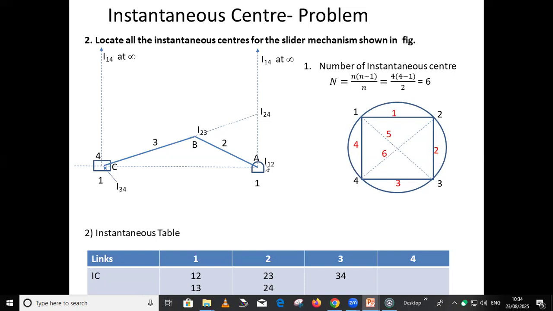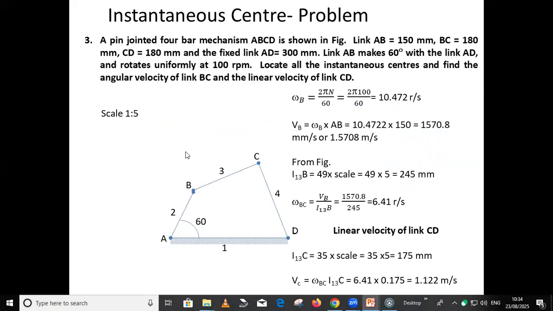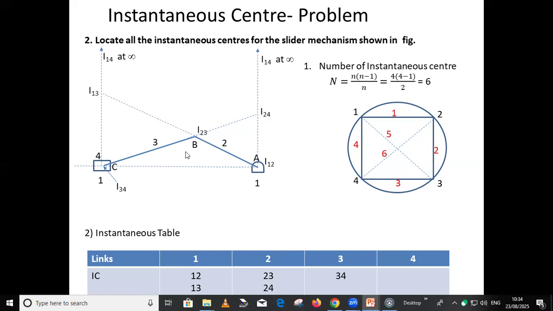So first, to locate I2,4: extend the 1,2 to 1,4 line, so this is the 1,2 1,4 line, and the 2,3 3,4 line. Together they will provide the location of I2,4. Similarly, if you want to locate I1,3, extend the 1,2 2,3 line, and extend the 1,4 3,4 line. So this is the 1,4 3,4 line, and it will provide the location of I1,3. So in this way, for the slider cam mechanism and the 4-bar mechanism, you can determine the orientation.